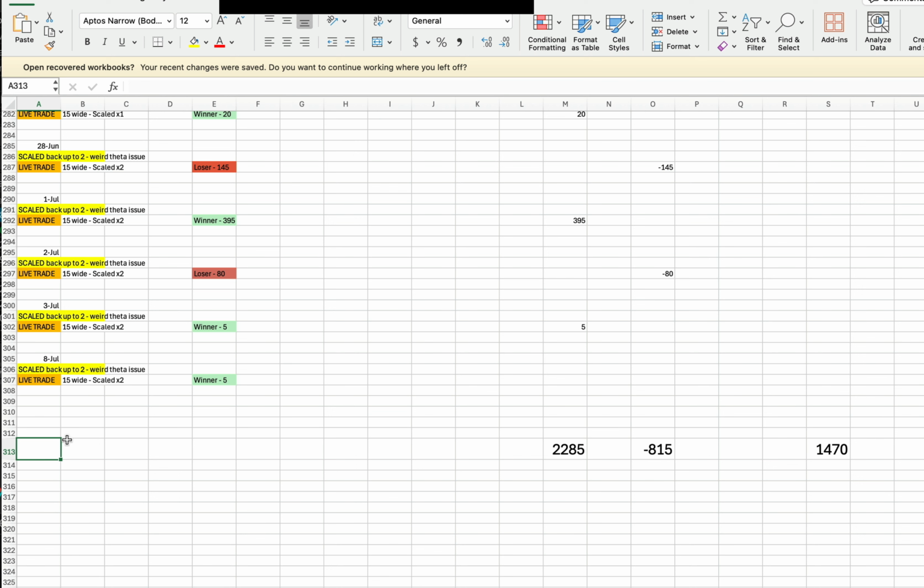July 8th. Scaled back up. I'll just leave that like it says. So this was a 15 wide, but I should put a note. This was, let's call it the, because it was off-centered. Let's come up with a name for this one. This is the first trade that we've done where we're not centered right at the beginning. Let's call this the, how about, I don't know.